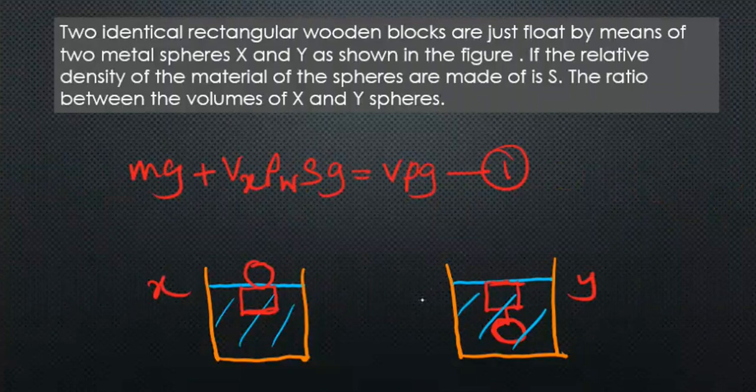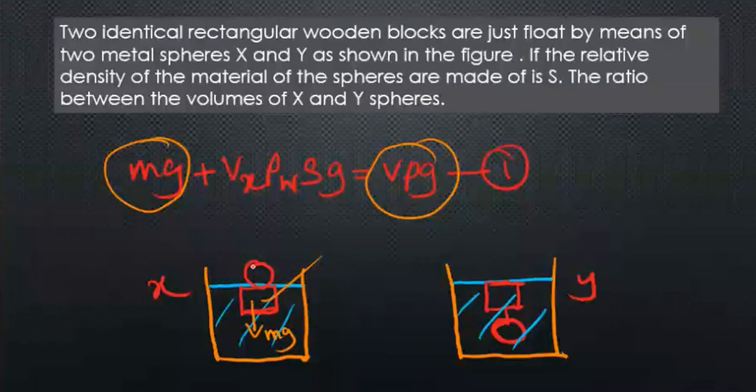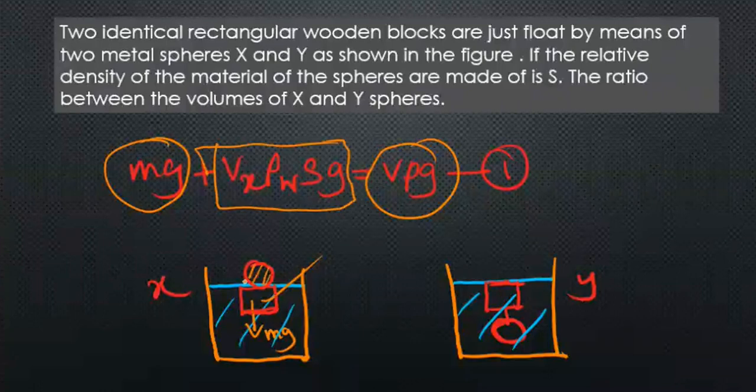First equation is this. For equilibrium, the downward force must be equal to the upward force. That means for flotation, the downward weight has to be equal to the upthrust. So this is upthrust, V rho g, and that has to be equal to weight. Let's assume mg is the weight of the block, plus the weight of this sphere.